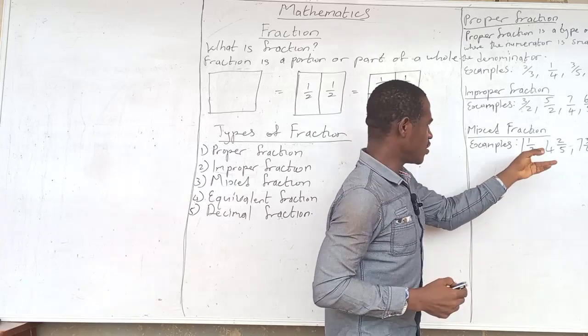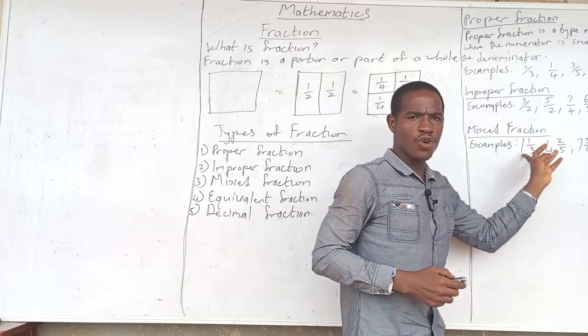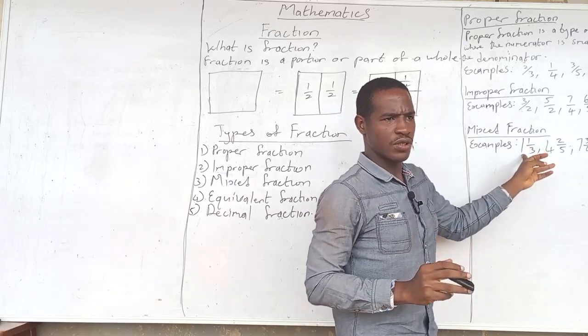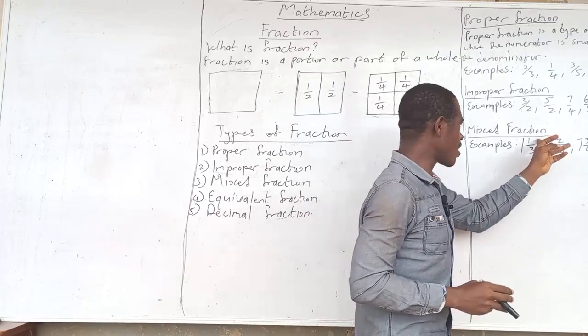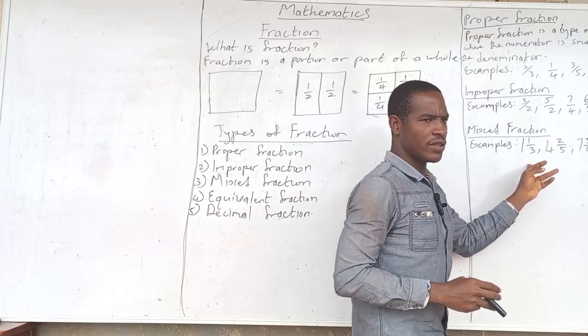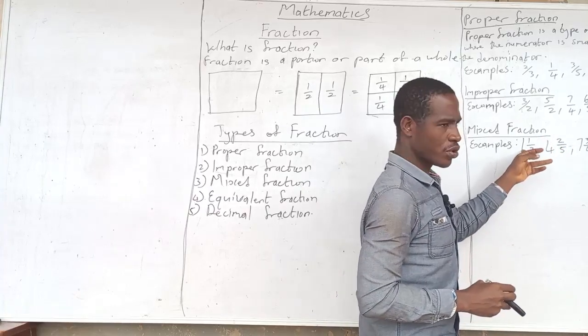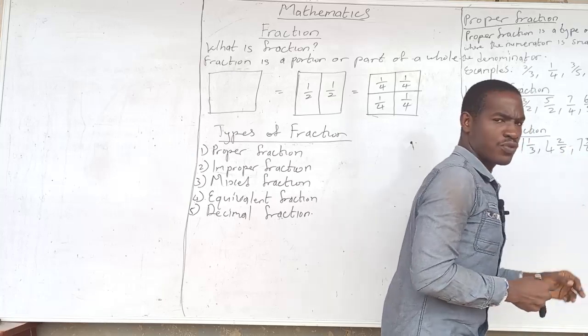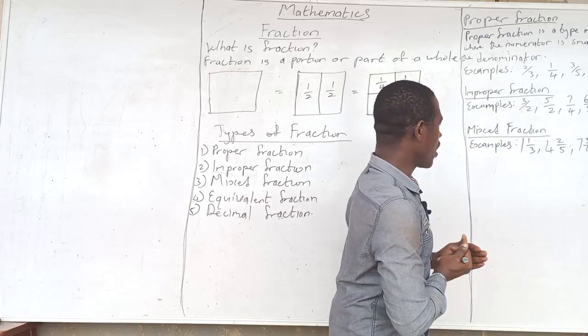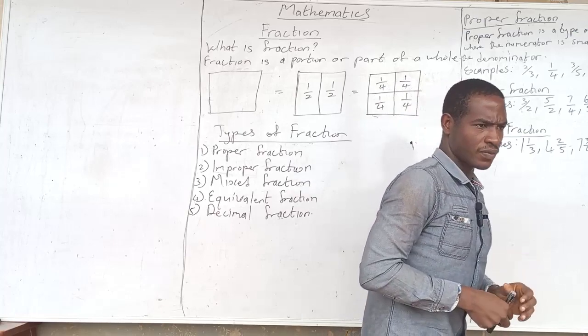Now here, the 1 beside the fraction is a whole number that stands on its own. It's not a fraction, but it is being combined with a proper fraction, which is 1 over 3. That is 1 and 1/3. Now, we also have other examples too, like 4 whole number 2 over 5 and the likes.